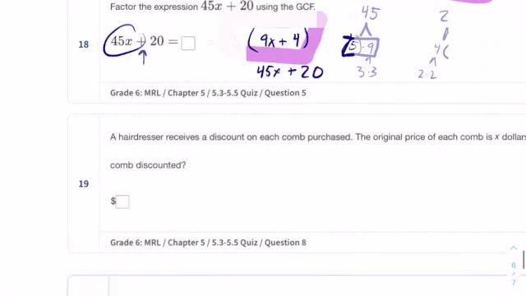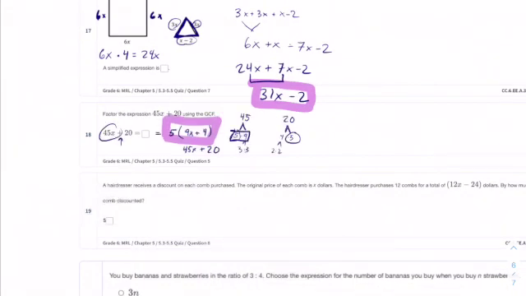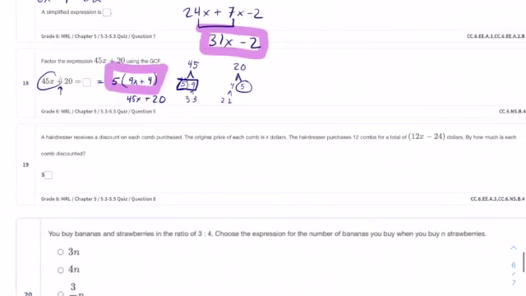A hairdresser receives a discount on each comb purchased. The original price of each comb is X dollars. The hairdresser purchases 12 combs for a total of this here. By how much is each comb discounted?